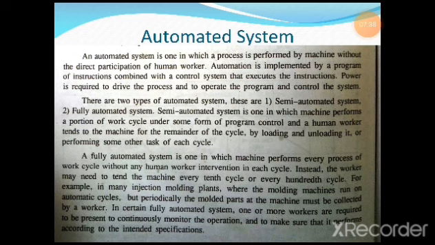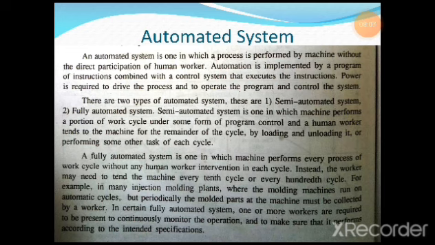This is very, very important. In a semi-automated system, the worker or the operator has to load the raw material and take out the finished component, or observe how the process is going on at each and every step. And if some of the operations have to be carried out manually, to some extent it may be 5%, 10%, he has to do it. So that is why it is called a semi-automated system.